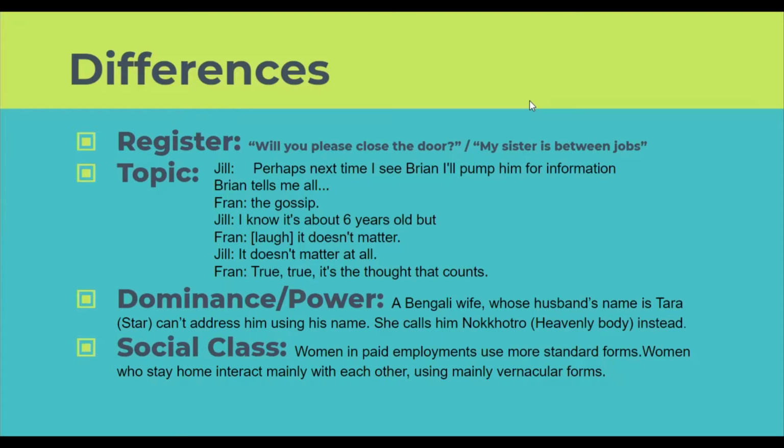According to Holmes, when women gossip, the focus is on personal experiences, and they complete each other's utterances. They agree frequently and provide supportive feedback. For example, in this conversation, it says, perhaps next time I see Brian, I prompt him for information.